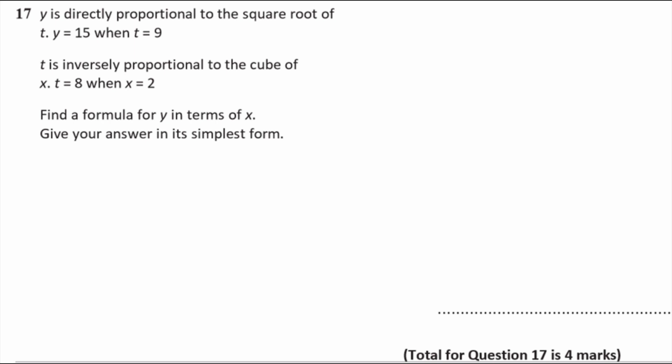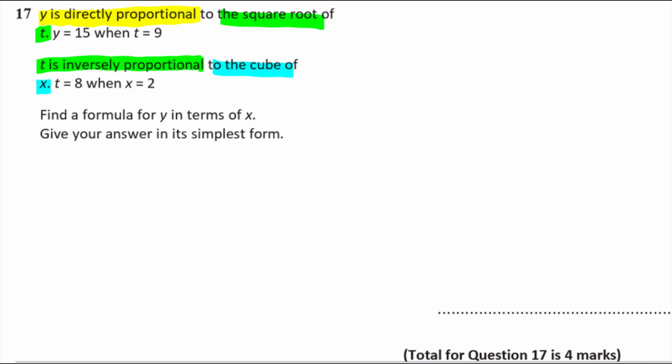Okay, so we've got a bit of work to do here. So this first statement is giving me the relationship between y and t. And this second one is giving me the relationship between t and x. So the first one's going to give me an equation in y and t, and the second one's going to give me an equation in t and x, and then I'm going to have to solve those simultaneously, or piece them together, so I can replace t in both and just get an equation in y and x.